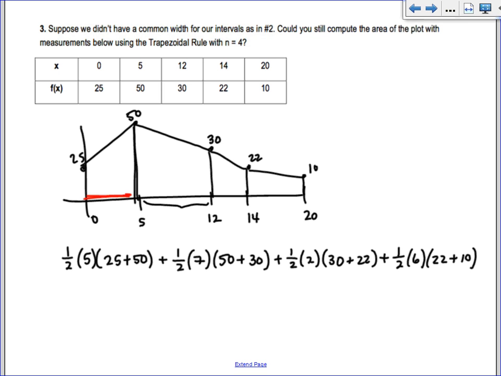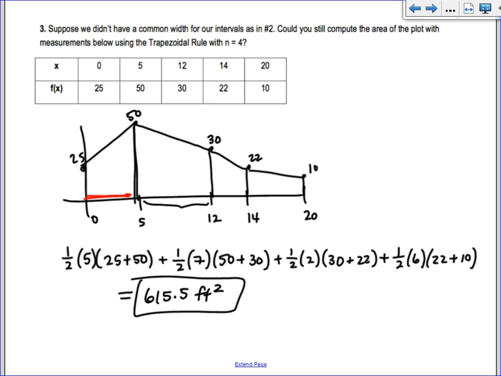That's all it is. You can pull the 1/2 out of each one if you want. And you can kind of add as you're going, right? 25 plus 50, you know, is 75, right? And then 7 times 80 plus 2 times 52 plus 6 times 32. And then times the 1/2 at the very end. What did you guys get? 650. Yep, and that would be another like square feet.